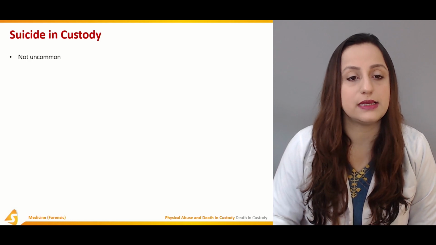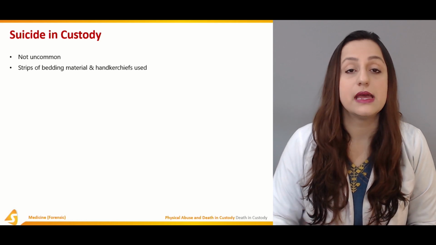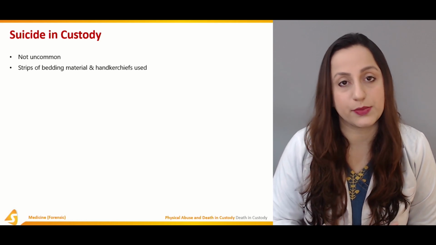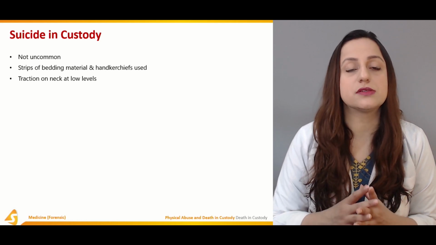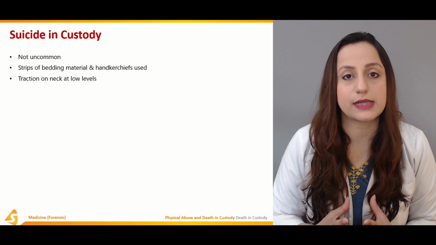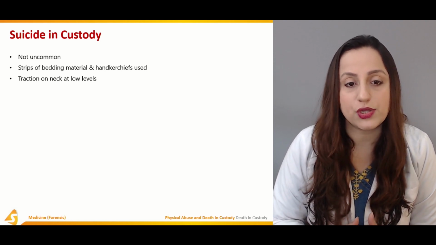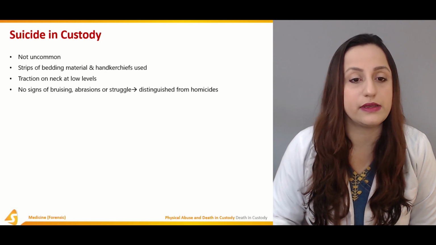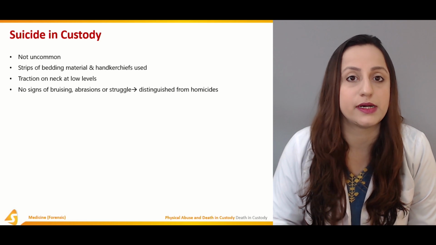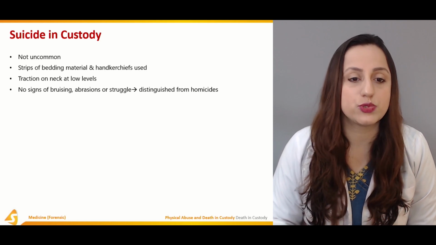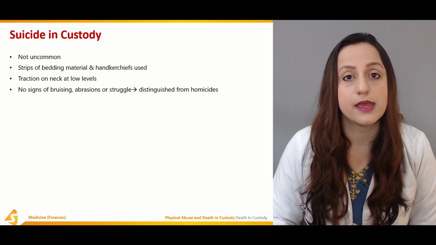Suicide in custody is also not quite uncommon. Strips of bedding materials or handkerchiefs are used by the prisoners for performing these suicides. Because of the depressive conditions and because of all the tortures that the person has been subjected to, he or she may commit suicide. Traction on the neck at low levels is again very important. Sometimes it is an incomplete hanging phenomenon that occurs during the suicide procedures. No signs of bruising, abrasions, or struggle occur in such a case.